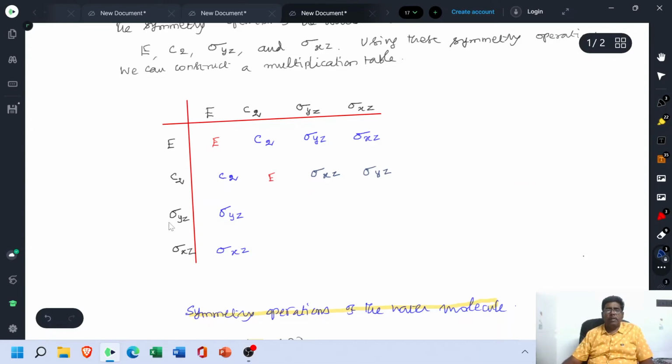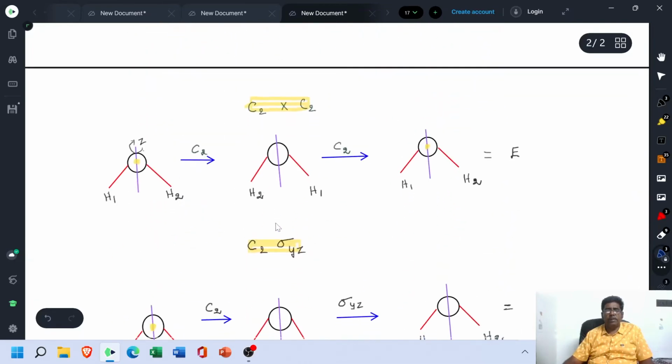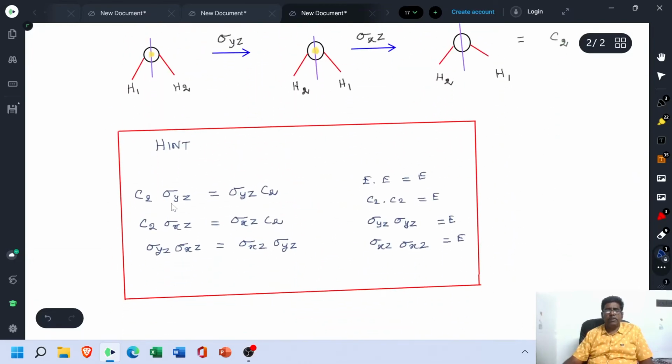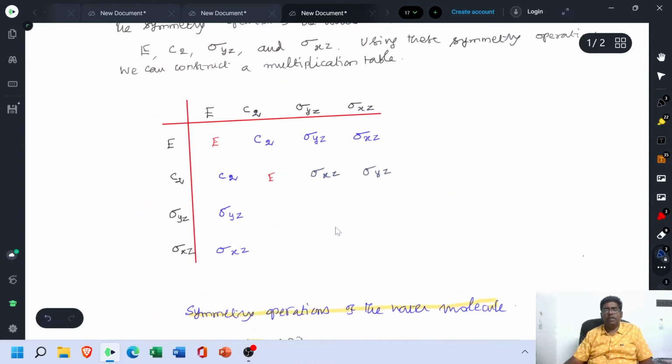Then sigma YZ into C2. These two are commuting. C2 into sigma YZ equal to sigma YZ into C2. These two are subjected to commutation. Therefore, automatically we can fill this table. Sigma YZ into E equal to sigma YZ. Sigma YZ into C2 is the value of C2 into sigma YZ. That is sigma XZ. We can fill it out automatically.